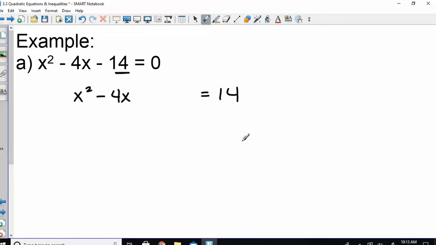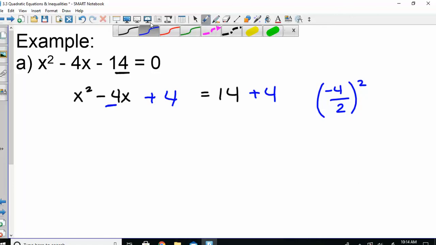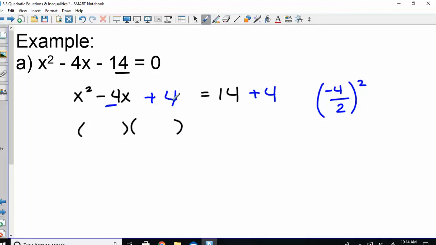So what we have to do every time is our b, which was negative 4, divided by 2, squared. So negative 4 divided by 2 is negative 2. Negative 2 squared is 4. If you add it to one side, you have to add it to the other. Because it's an equation, we have to keep it balanced. So now, what happens is this thing on the left will factor. What two numbers multiply to positive 4 and add to negative 4? Negative 2 and negative 2.